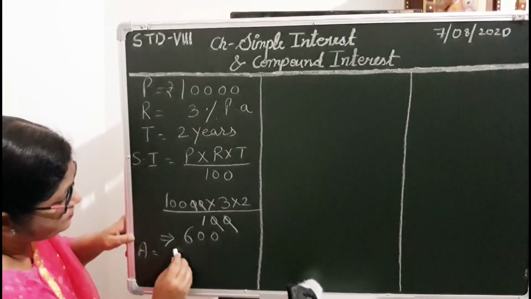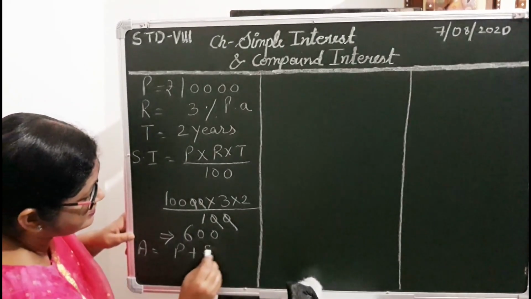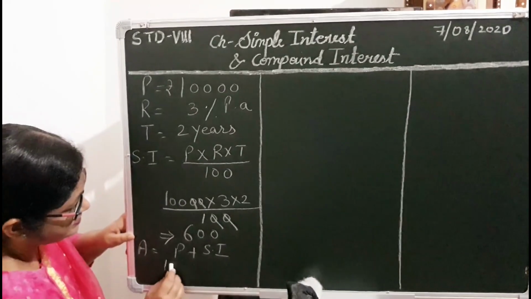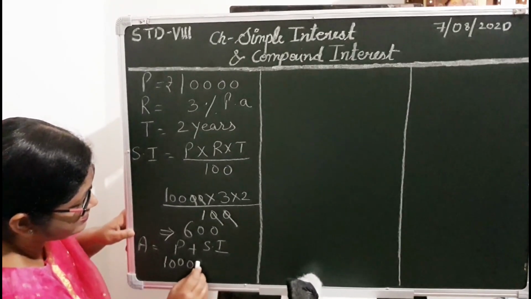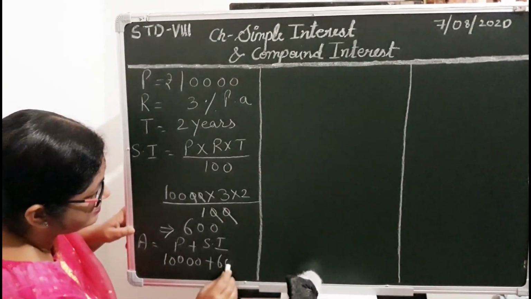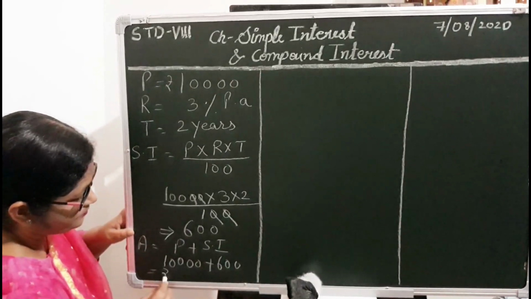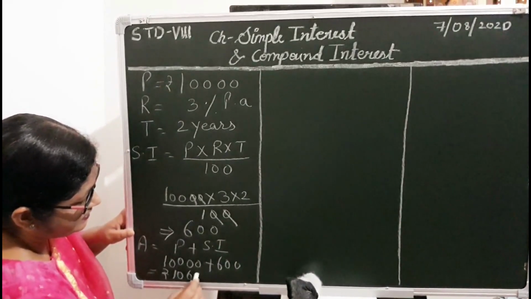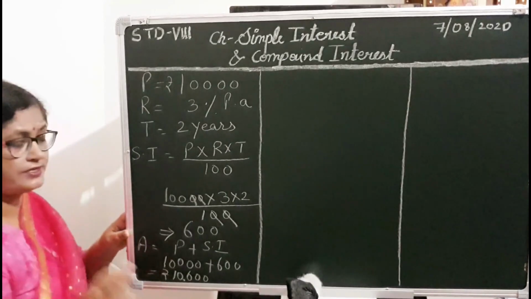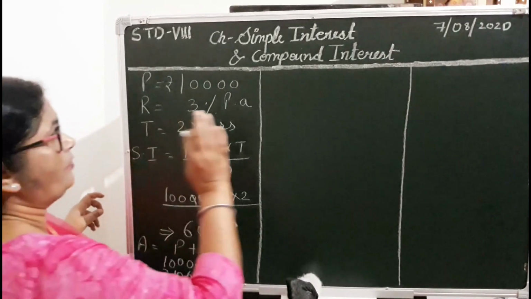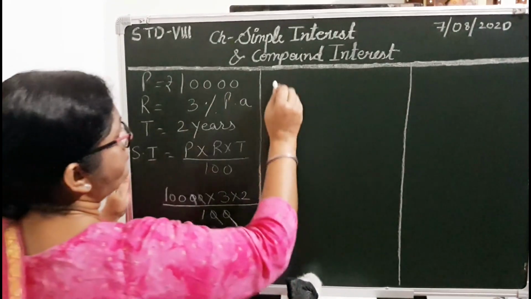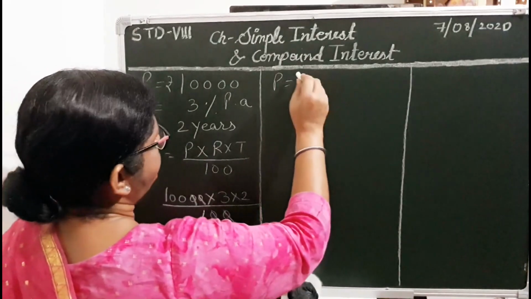And how can you find the amount? Amount is equal to P plus SI. Means 10,000 plus 600 is equal to rupees 10,600, its amount. Now we will find compound interest.